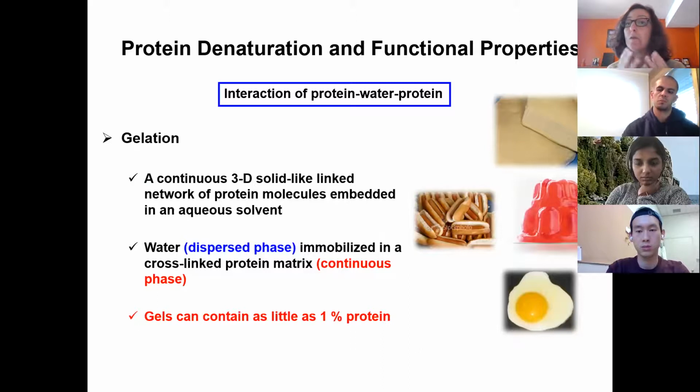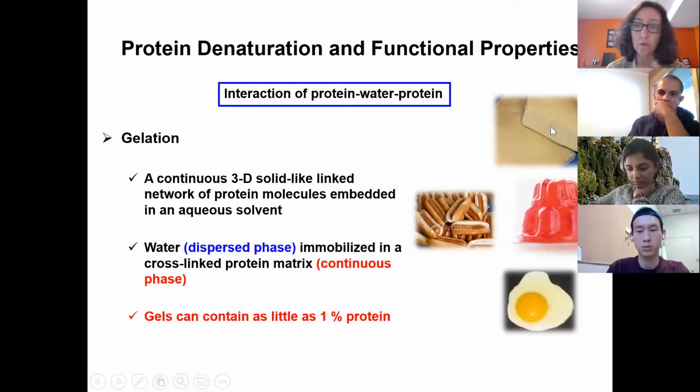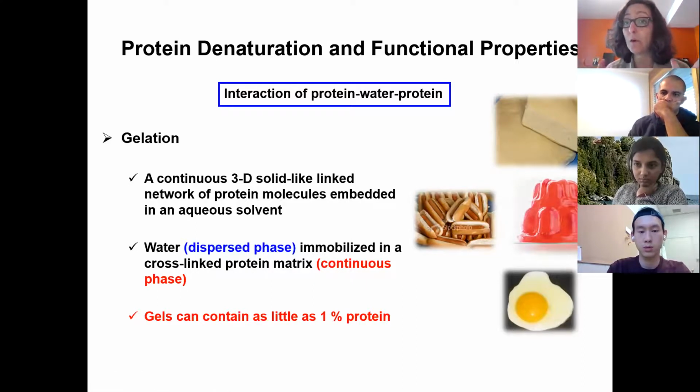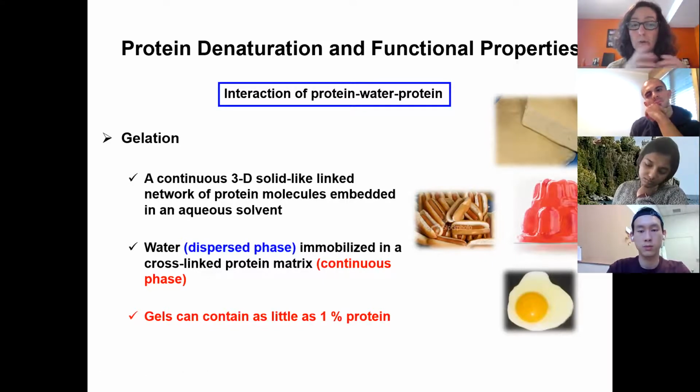And there are different forms of gels. There is the jelly gel, the tofu gel, the hot dog gel, the egg gel, yogurt is a gel. So you have different types and forms of gels. Some are reversible, some are irreversible. The water is the dispersed phase. It's dispersed within a continuous matrix, and the protein is the continuous phase, or the dispersing phase.